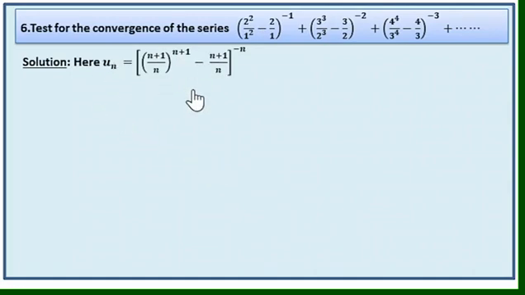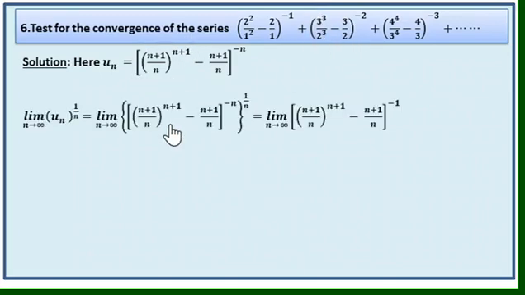We can verify. Put n equal to 1, we will get the first term. Put n equal to 1: 2 by 1 to the power 2 minus 2 by 1 to the power minus 1. So we get the first term. Take n equal to 2: 3 by 2 to the power 3 minus 3 by 2 to the power minus 2, which is the second term. So we have this, the nth term.